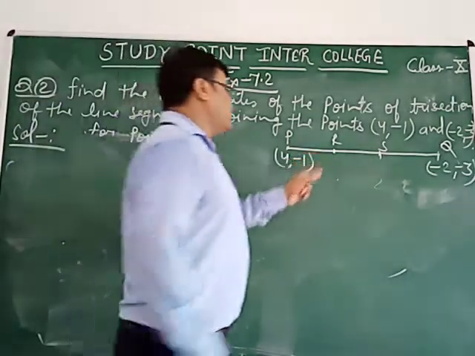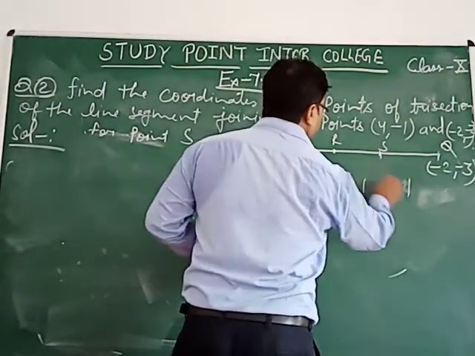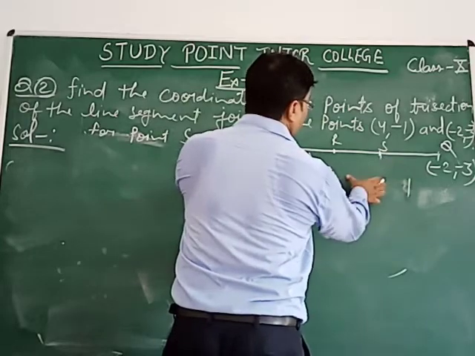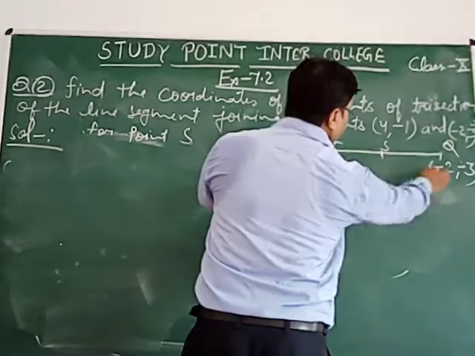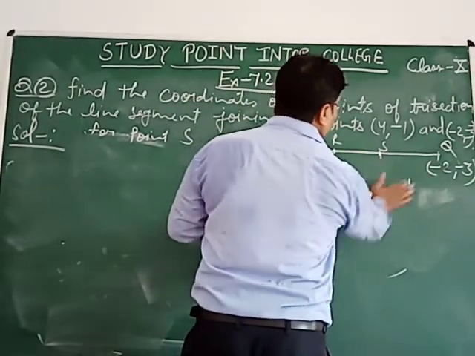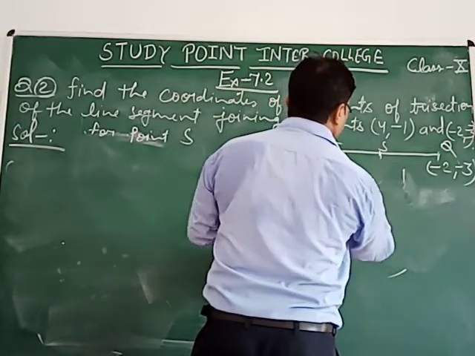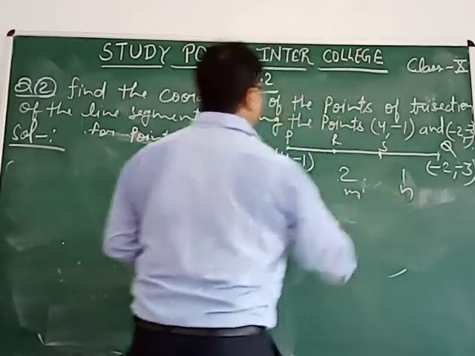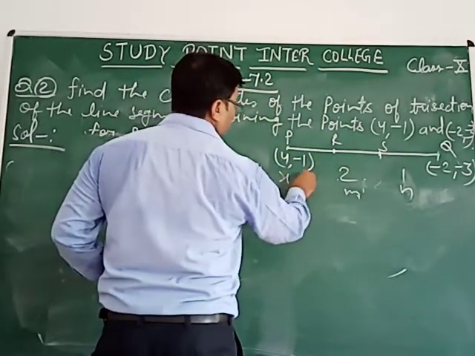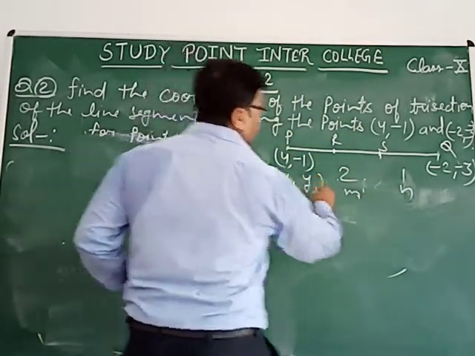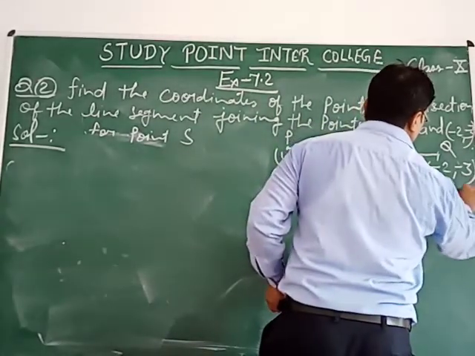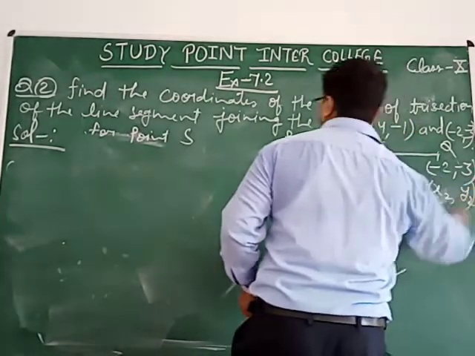For point S, the total is 1, 1, 1. For S there is 1 plus 1, 2, so the ratio is 2 ratio 1. This is M and this is N. This is x1, y1 and this is x2, y2.